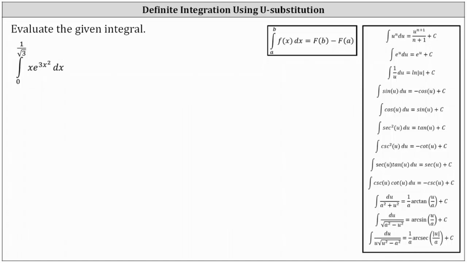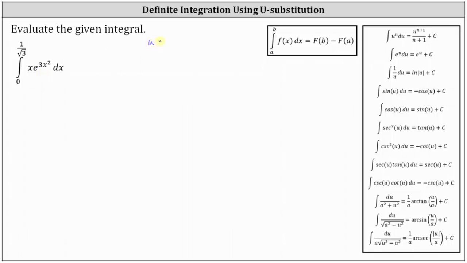This example will show how to evaluate a definite integral requiring u-substitution. Analyzing the form of the integrand function, notice how we have an exponent of 3x squared, and we also have a factor of x. Because the derivative of a degree 2 monomial is going to be degree 1, we will let u equal the degree 2 monomial of 3x squared.